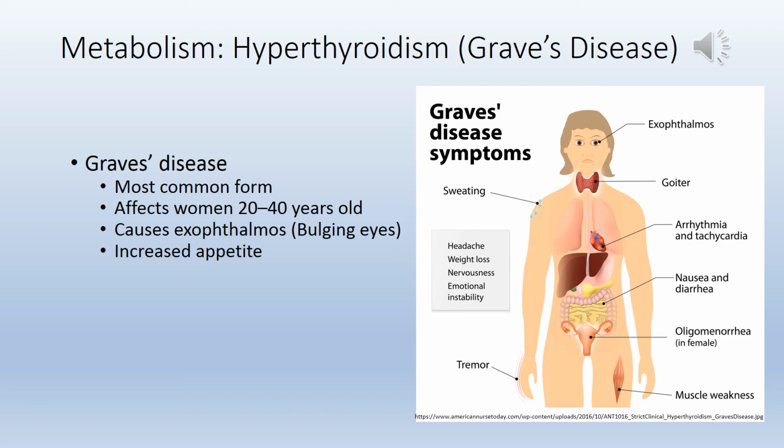exophthalmos, which is abnormal protrusion of one or both eyeballs, or as we call it, bulging eyes. Other manifestations include an increased appetite and dietary intake, weight loss, fatigability and weakness, amenorrhea, and changes in bowel function.